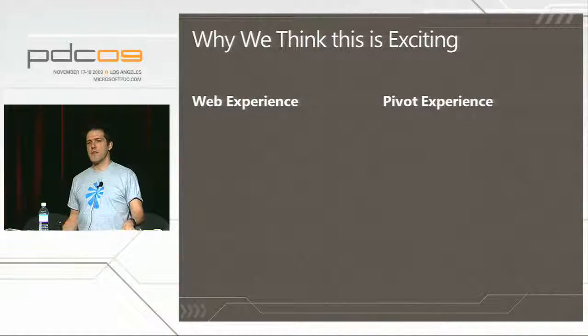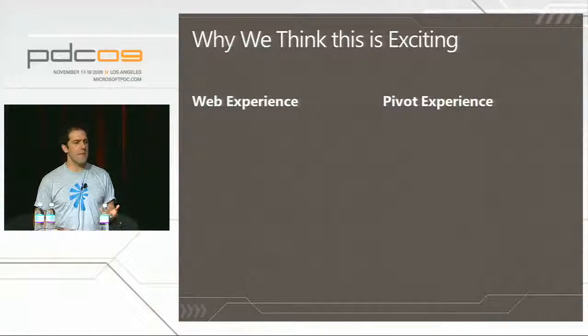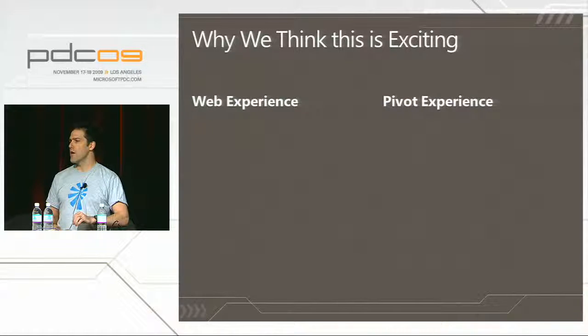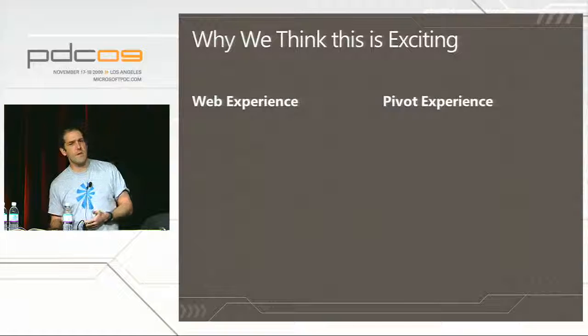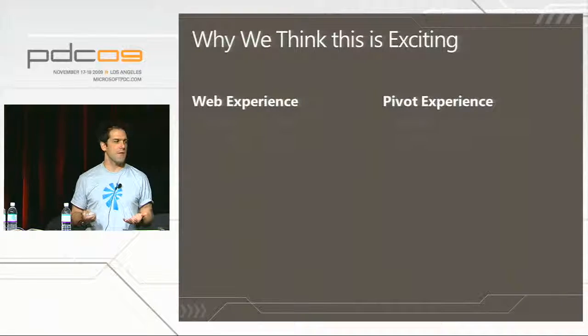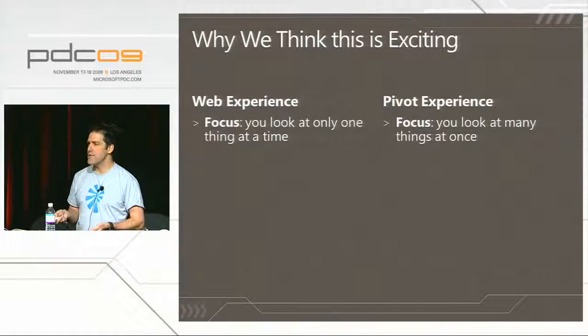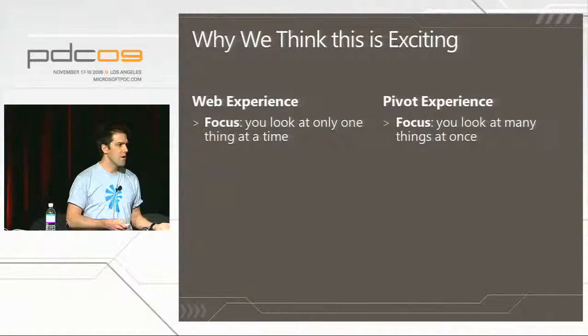Another way of thinking about this whole thing is to think about how the web exists today. My claim is that Pivot in some ways reflects an inversion, or perhaps turning the web upside down. So the web experience that we're all familiar with versus the Pivot experience has some really interesting comparisons. In the web experience, you're looking at only one thing at a time, whereas in Pivot, the soul of the application is really about looking at many things at once in a multitude of ways.